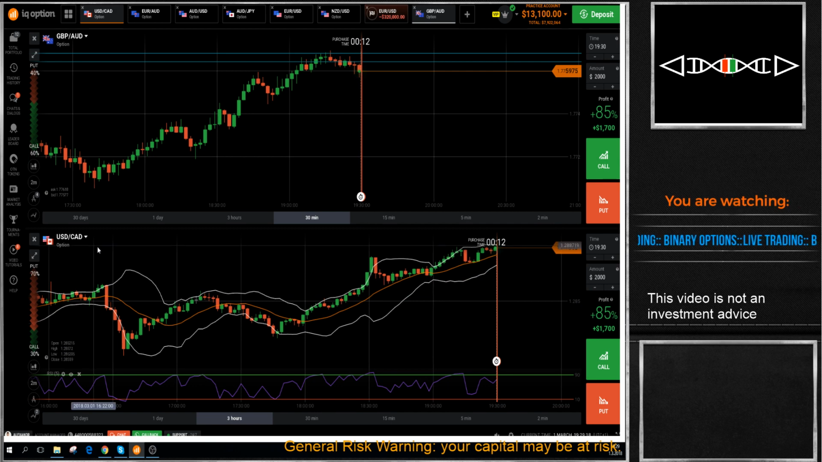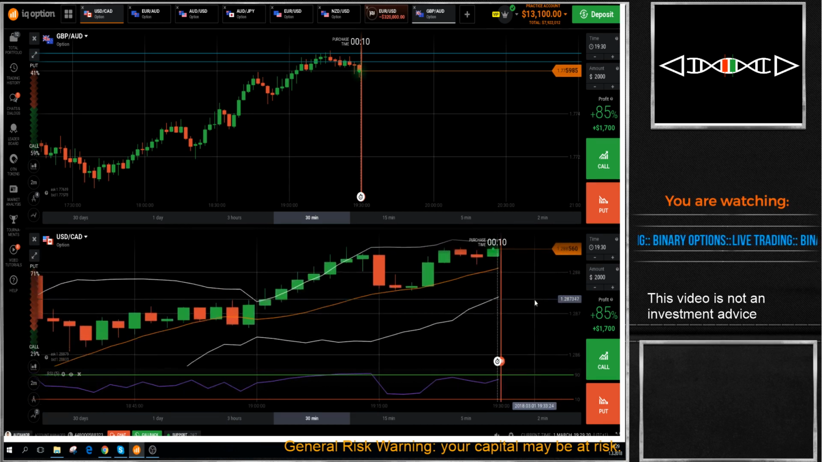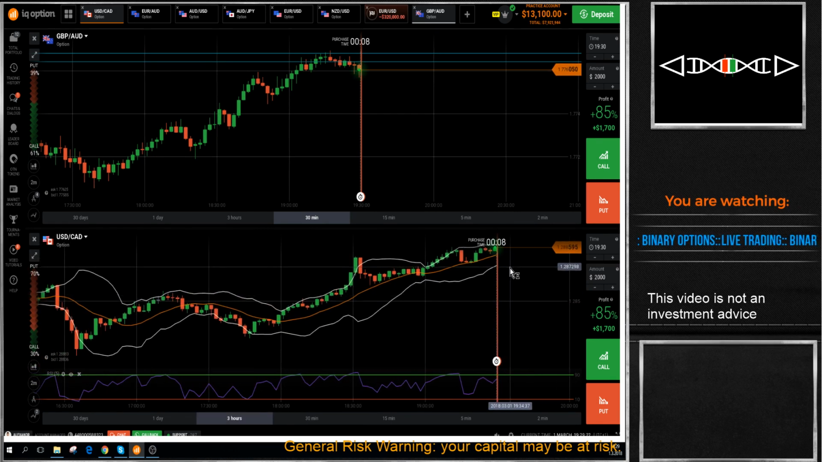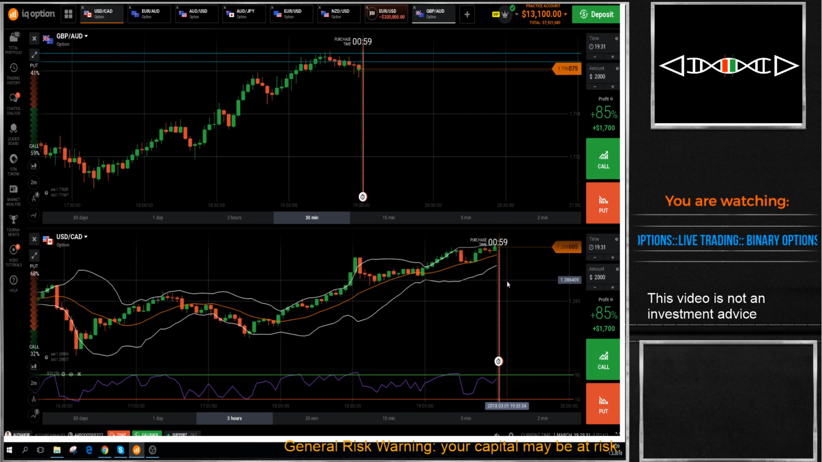Looking at the USD Canadian dollar chart, this trade would be very risky as it's not based on any fundamentals in my opinion. So I need to remain patient and look for more clearly defined entries than this one.